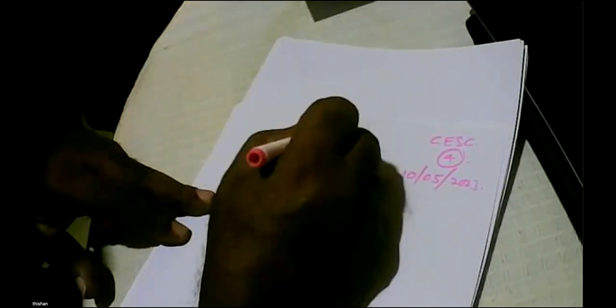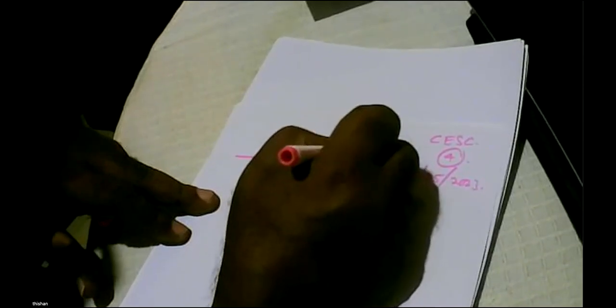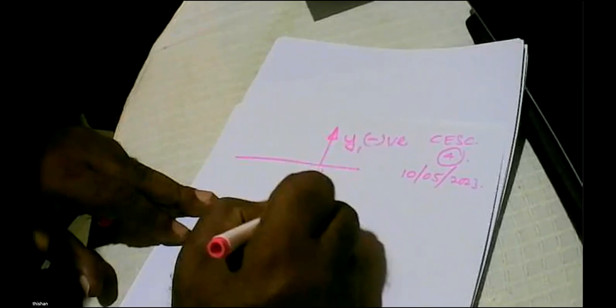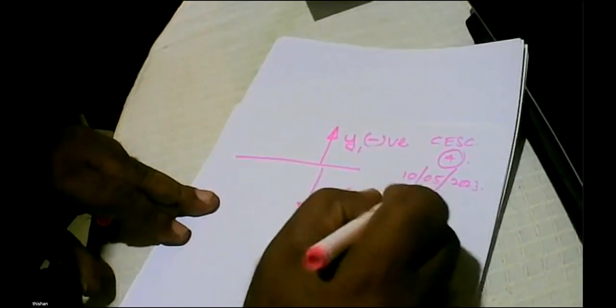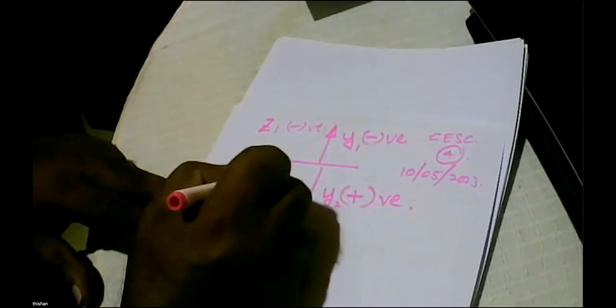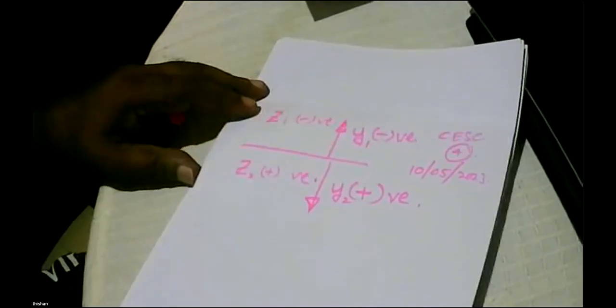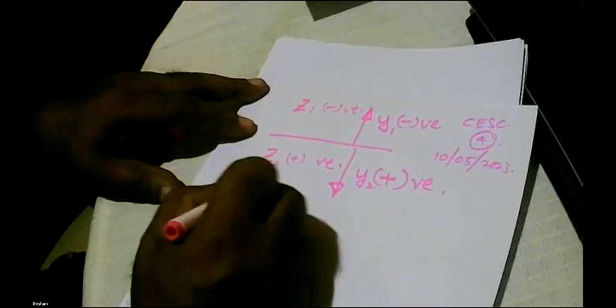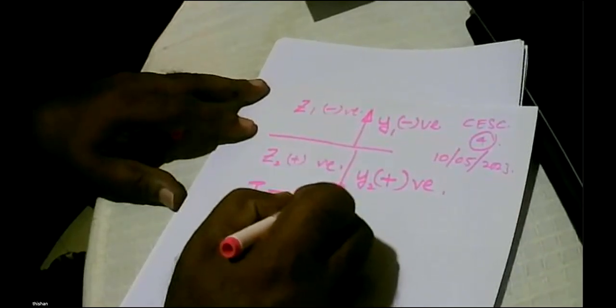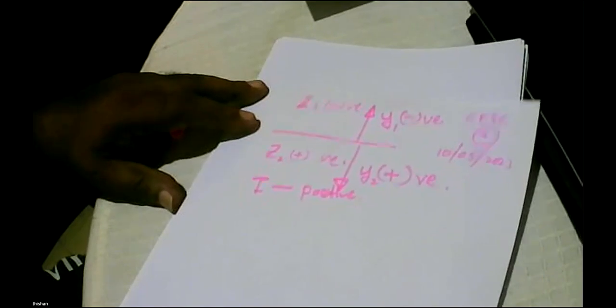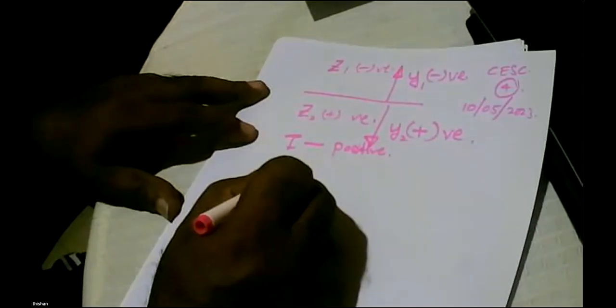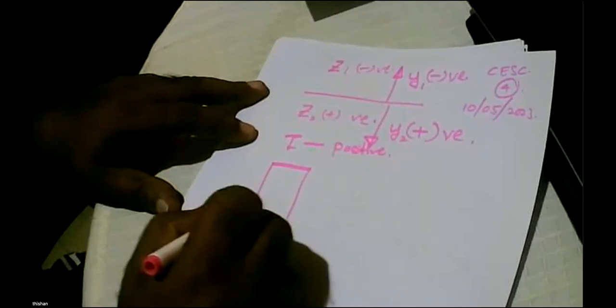So what are the special conditions in our sign convention? We measure upwards y1 as negative. We measure downwards y2 positive. Z1 negative, Z2 positive. I value positive. I is the second moment of area. It cannot have negative and positive. It's always positive. Right.